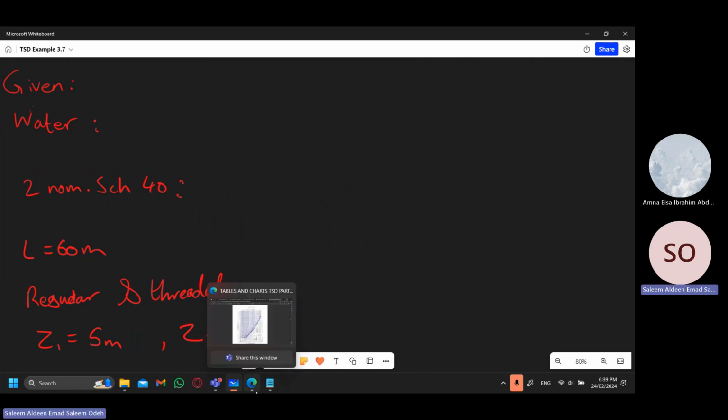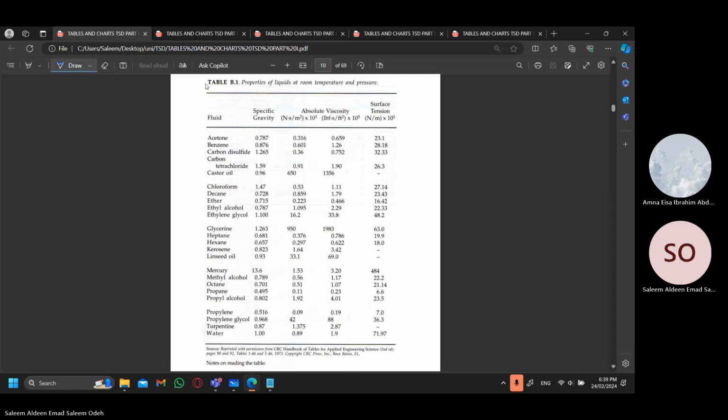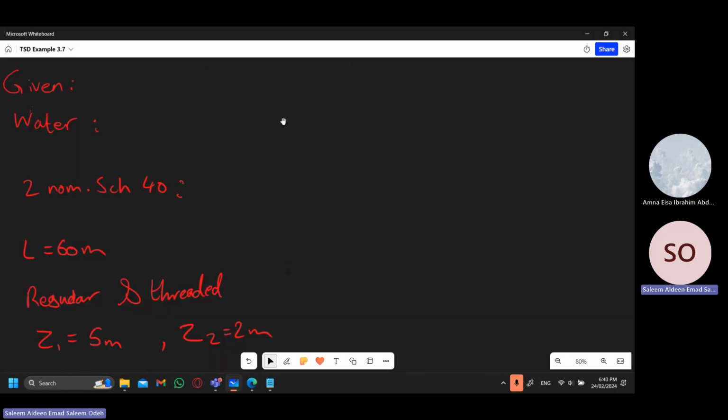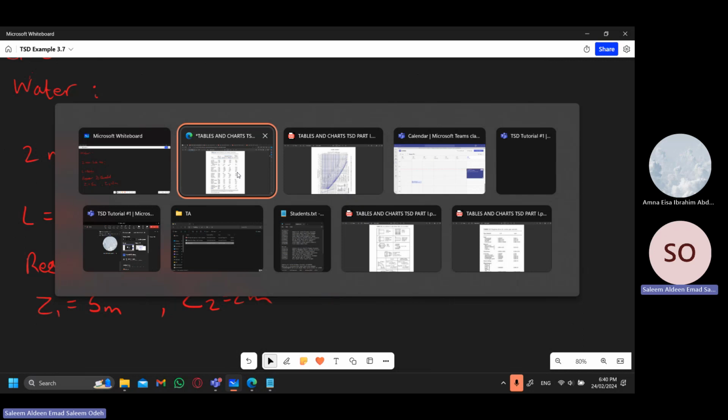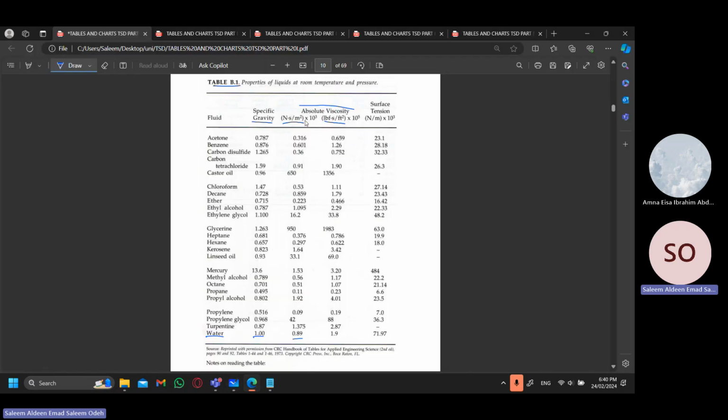If we go to table B1 on page 10, you'll find that you can get the specific gravity and the absolute viscosity of the fluid used in any piping system that is standard. Now in this question, they told us that water is the fluid used, so we'll get the specific gravity and the absolute viscosity. Please make sure to use the right units when getting the absolute viscosity. In this question, the units have been given to us in meters, so we'll use the metric units, Newton second per meter squared.